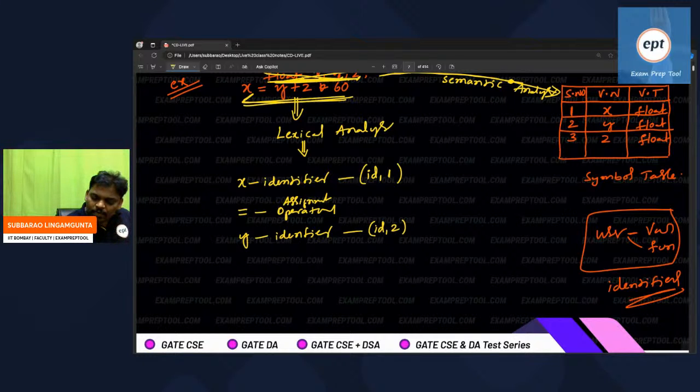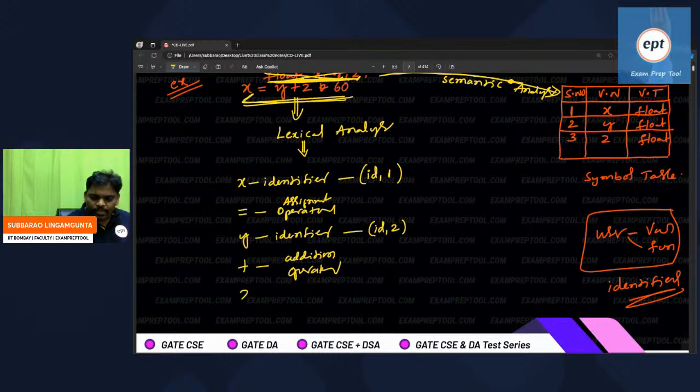Next one, plus came. Whenever plus came, the lexical analyzer says, hello plus, you are my best friend because I know you very well. Whenever plus comes, the lexical analyzer doesn't have a headache. Oh plus, you are my family, I know you very well. So what is the answer? It is the addition operator. Hey plus, you are the addition operator, I know very well. So no token number.